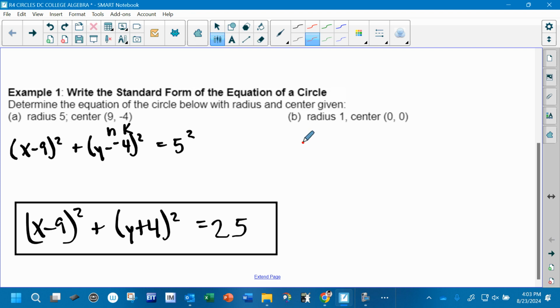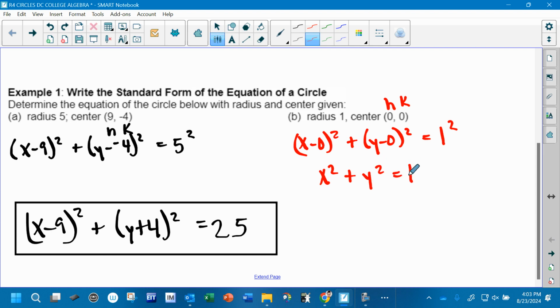So here my h and my k this time are zeros. So this is going to be (x minus 0) squared, (y minus 0) squared equals 1 squared. When the center has anything to do with 0, it just cancels out because x minus 0 is just x, so this would be x squared plus y squared. 1 squared is just 1, and there is the equation of your circle.